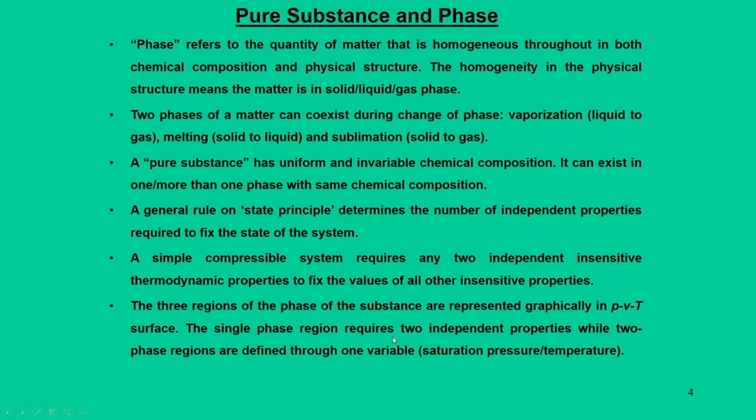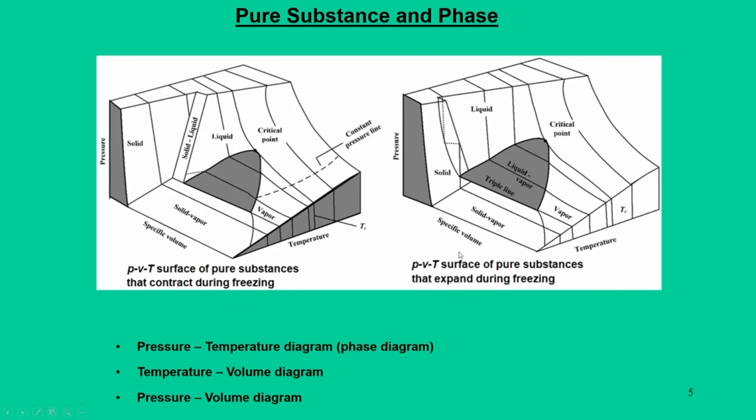The single phase region requires two independent properties, while two phase regions are defined through one variable, either saturated pressure or temperature. So, this particular diagram shows the PVT surface for a pure substance that contracts during freezing and some substances that expand during freezing. All these basic philosophies have been covered in the basic thermodynamics course.